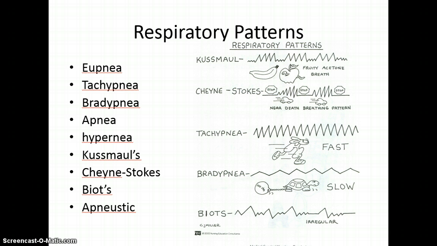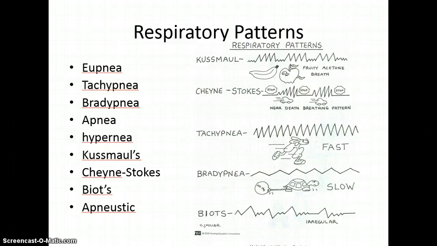Cheyne-Stokes respirations are kind of on and off, on and off, and those are the patients I note when I am caring for a hospice patient. I go in the room and they won't have been breathing for 20 seconds, and then all of a sudden they will start breathing again. Or the family will call you down to the room and say, I think mom's gone, she hasn't been breathing, and then all of a sudden she starts breathing, and it can be very scary for that family.